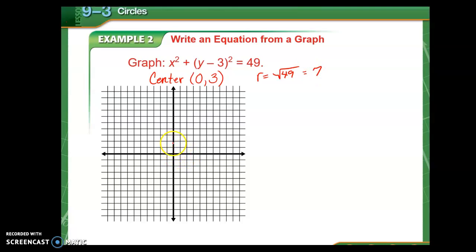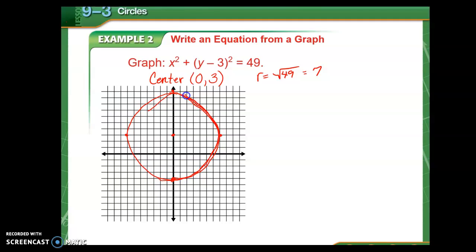So we'd start at our center, 0, 3, and we'd go 7 in all directions, 1, 2, 3, 4, 5, 6, 7, in this direction, and up, because your radius is the same all the way around. And then you can kind of draw your circle. It's not perfect, but that's what the equation is telling us. So again, when we're looking at these, it looks more like a squircle.